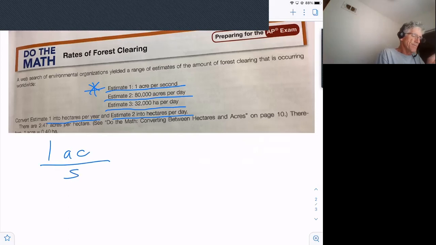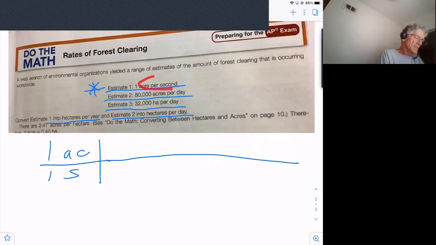So I'm going to write it like my known term is already in a fraction. 1 acre per second, 1 second. And I want to change that to hectares per year. So I want hectares on top and years on the bottom. Hectares per year. Right there. You get it?